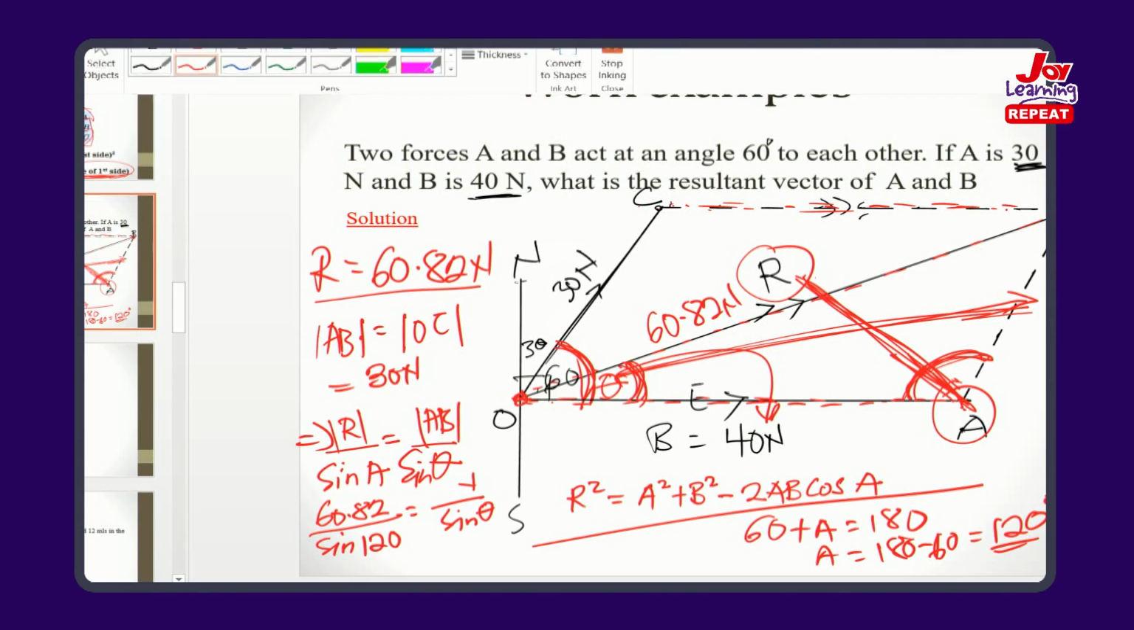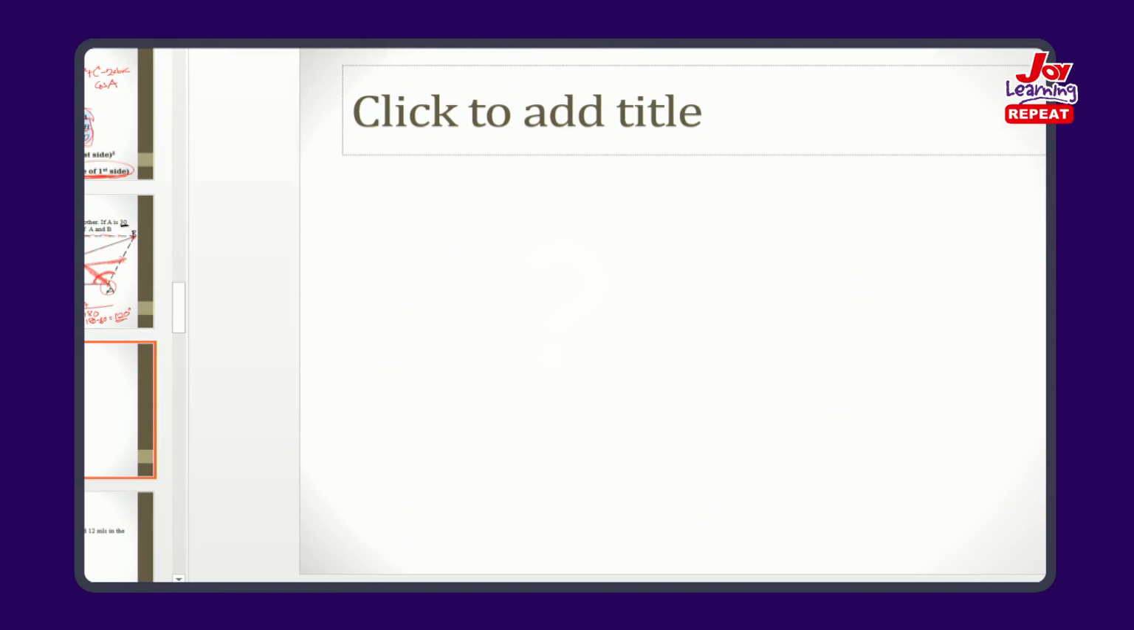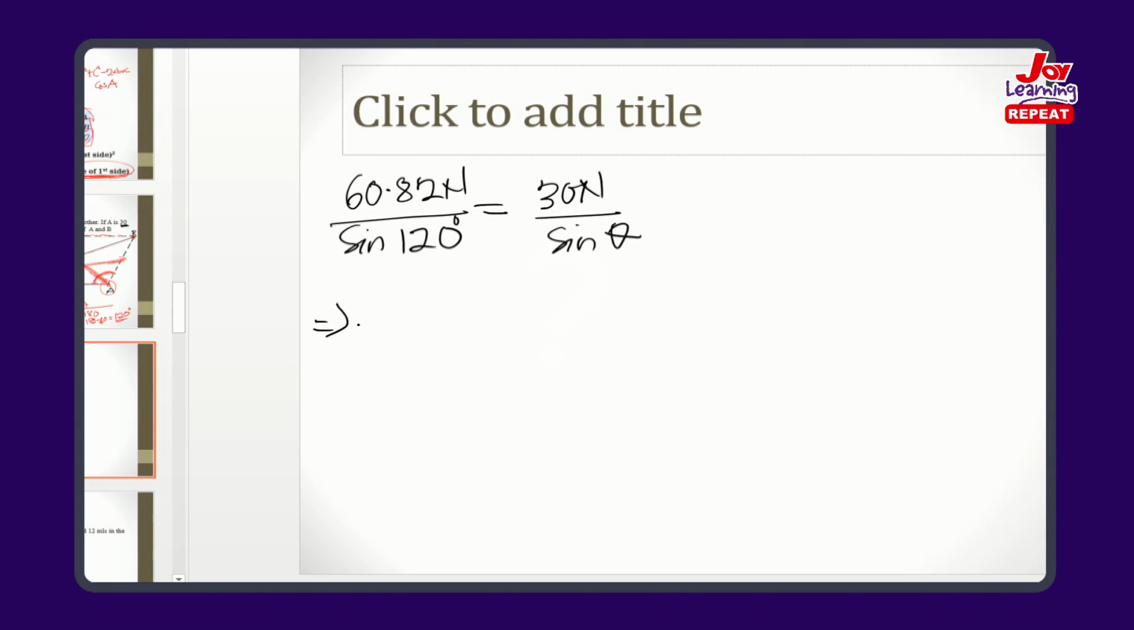And so again, we'll clean some part. Okay, let's move to this point. So we can say that from where we have 60.82 on sine 120, giving us the line AB, which we say is 30 newtons. So the 60.82 is also in newtons, and 120 degrees, that is sine theta. Right.